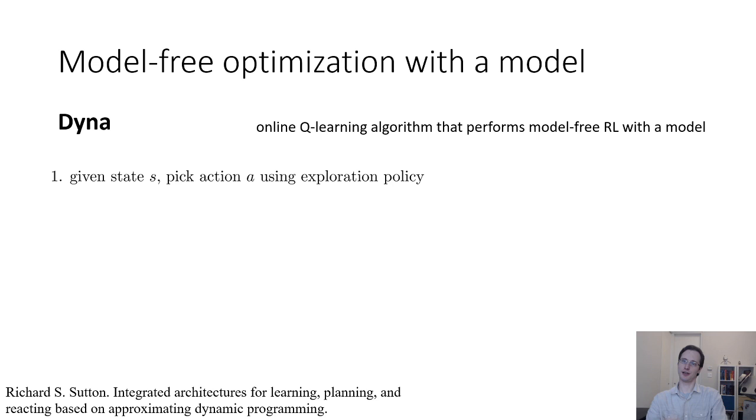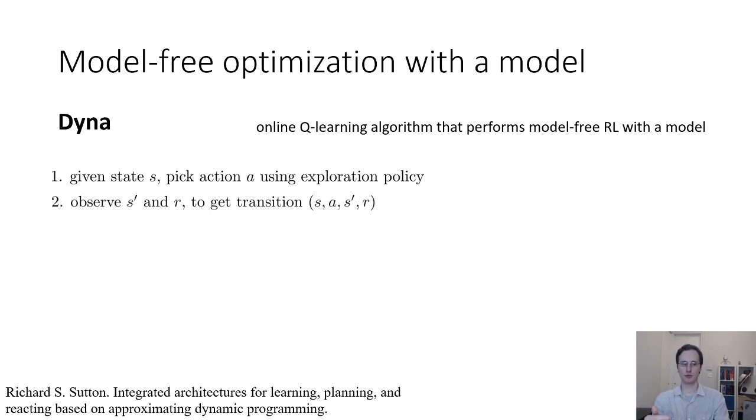So the original Dyna method, which is not the one that's typically used today, but I want to cover this, is the following. It's going to be an iterative procedure. It's going to be an online procedure. So at any point in time, you're in some state S. You pick your action A using your exploration policy. So this might be something like epsilon greedy using your current Q function.